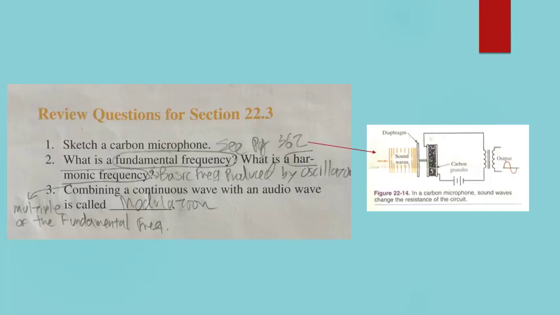Review questions, section 22.3. 1. Sketch a carbon microphone. That is shown on the screen. 2. What is a fundamental frequency and what is a harmonic frequency? For a fundamental frequency, the basic frequency is produced by an oscillator. And a harmonic frequency is a multiple of the fundamental frequency. 3. Combining a continuous wave with an audio wave is called modulation.